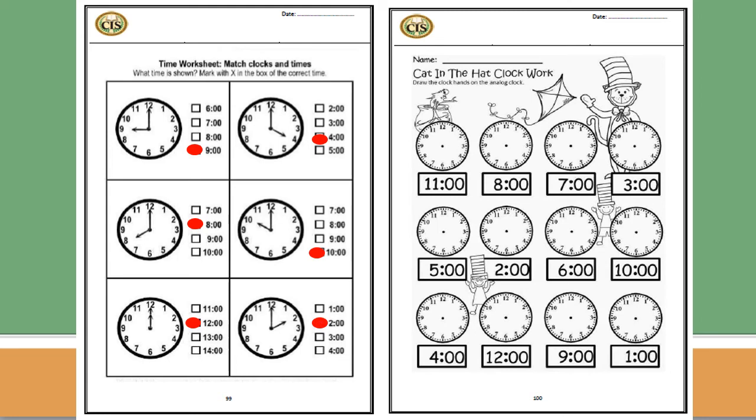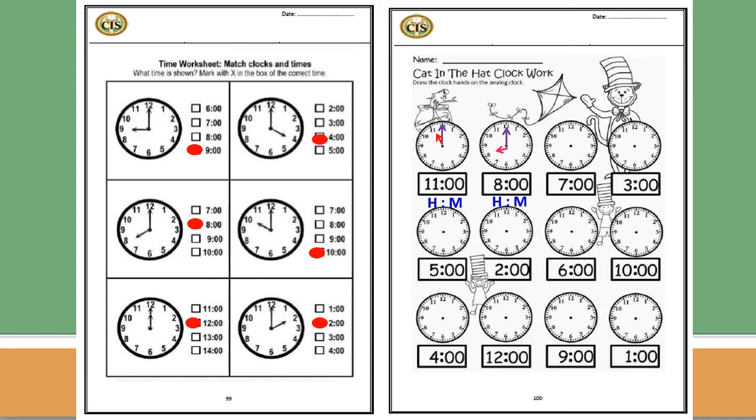Page 100. Draw the clock hands on the analog clock. Let's see. In the first clock here, it's 11:00. So here, 11 refers to what? For hours. And 0, 0 refers to minutes. So the short hand here points to what? To 11. And the long hand points to 12. Okay. Here 8:00. 8 for hours, 0, 0 for minutes. So the short hand points to 8. The long hand points to 12.